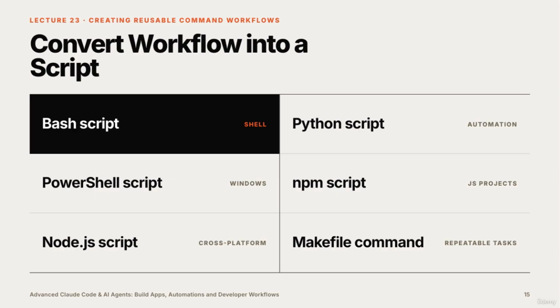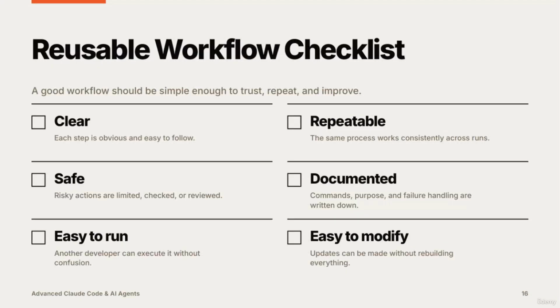When designing a reusable workflow, there are several key qualities to keep in mind. First, it needs to be clear. Each step should be obvious and easy to follow so that there's no confusion during execution. It also needs to be repeatable, meaning the process works consistently every time it's run. Safety is crucial, so any risky action should be limited, carefully checked, or reviewed to minimize errors or issues.